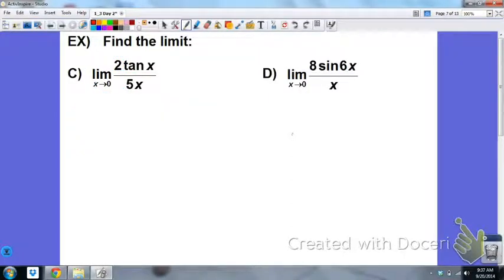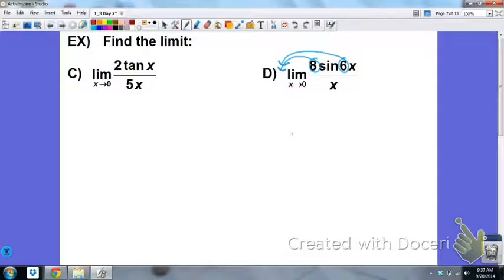We're going to continue to use our fancy algebra in order to try to get to these special trigonometric limits that we know by memorization. So here, we have the limit as x approaches 0 of 8 sine 6x all over x. Now you've seen us pull out our leading coefficient, and you also saw us pull out the leading coefficient inside our function operator. We're going to do both of that.